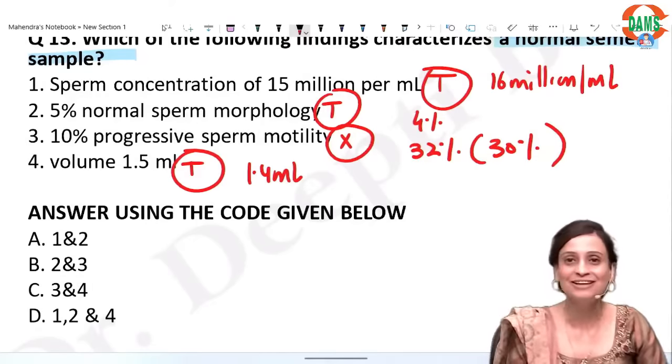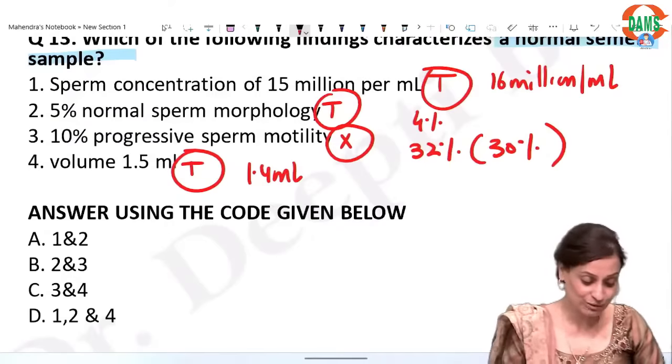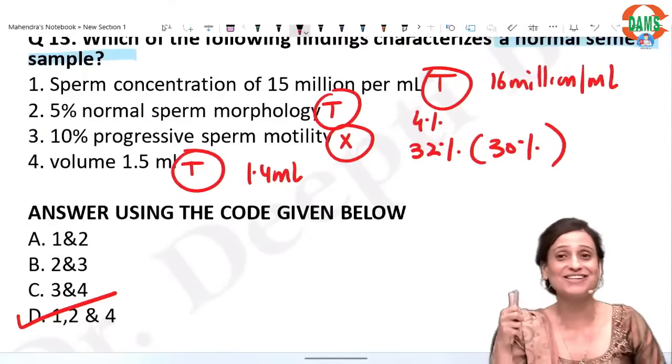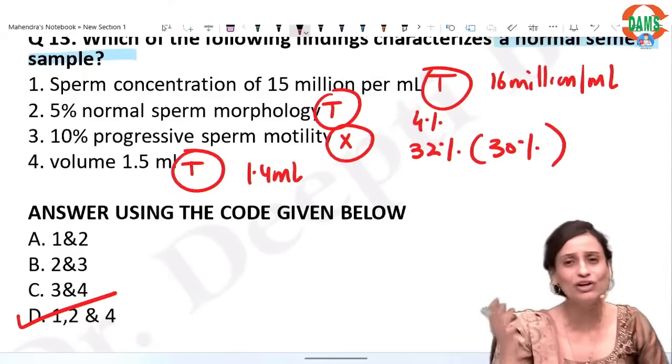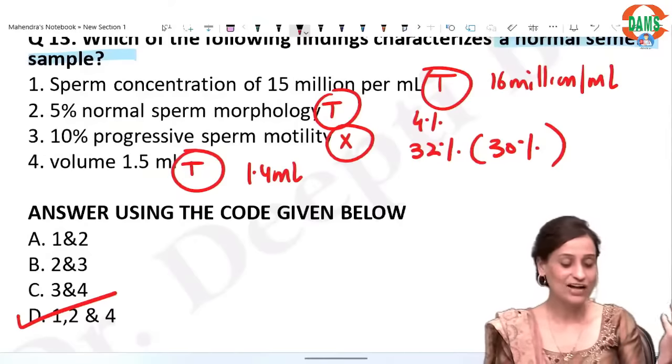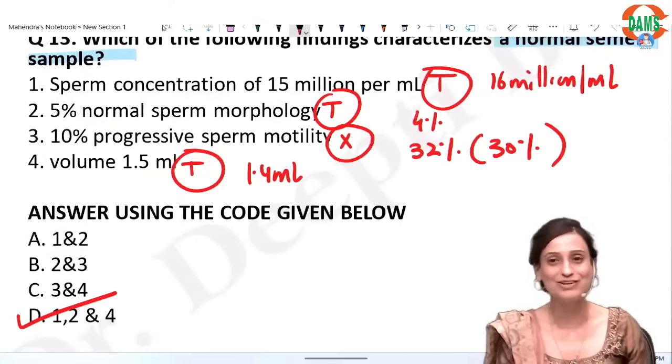1.4 ml. Right? So as of now, we are going to include 1, 2, and 4, and that makes the answer as D. And I can see that all of you have answered it correctly. So very well done. Quickly give me these other important points about semen analysis.